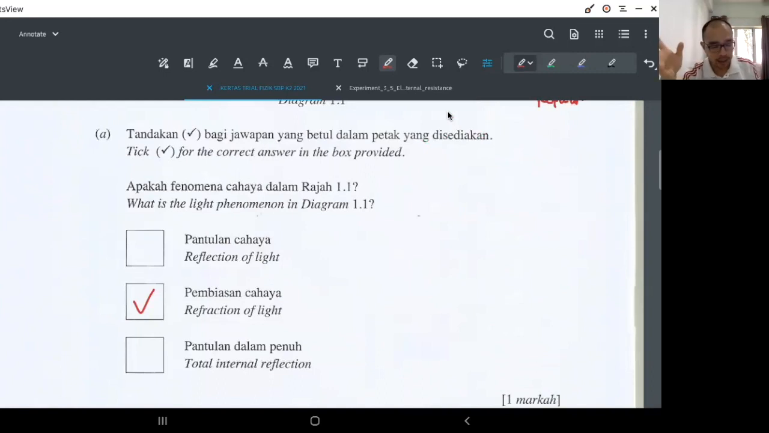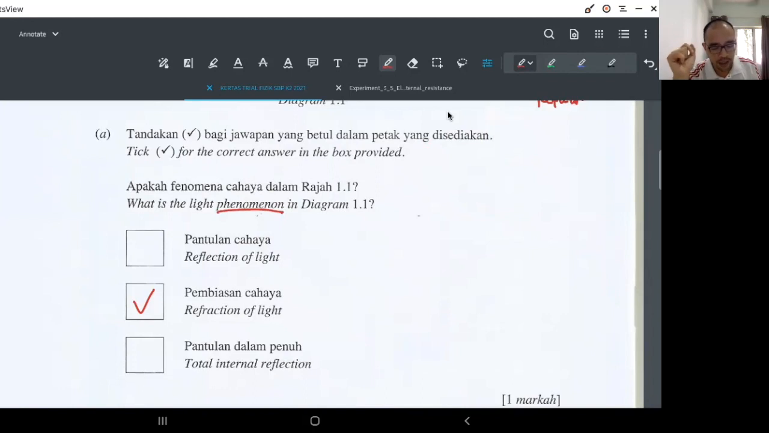So again, guys, when they ask light phenomenon, there are only 4 plus 1. There are only 5 answers. Even if they are not asking you to tick, if they ask you to write down, just choose one. If you know what the answer is, this one. Don't go and say, what is phenomenon? I don't know what is phenomenon. Please, you've been studying phenomena since standard 1 when you learn science. Don't tell me you don't know what is phenomena.